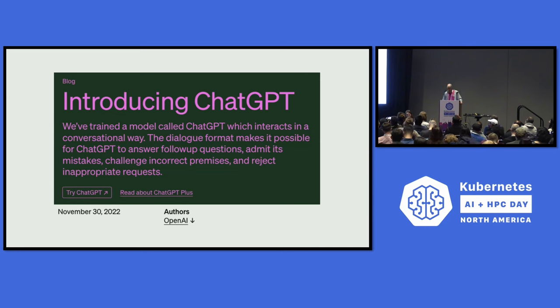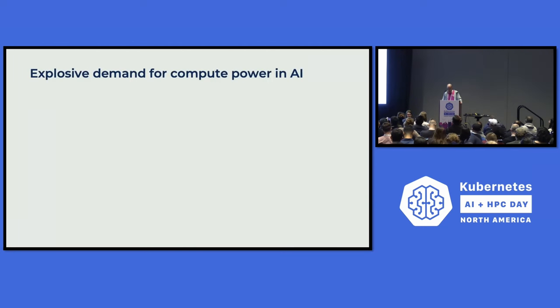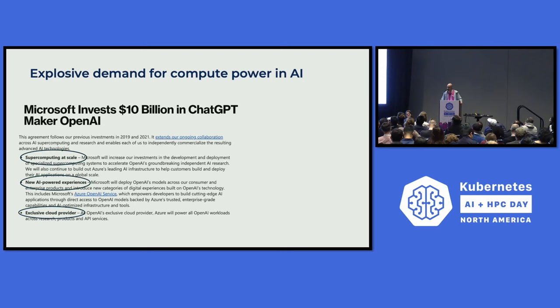OpenAI launched ChatGPT, and shortly after, they raised $10 billion from Microsoft. $10 billion, that's a huge number. In Microsoft's announcement, they spoke about the goals of the investment. Three main goals. The first is to build a supercomputer for OpenAI. The second is to use OpenAI's models in Microsoft products. And the third is to be the exclusive cloud provider for OpenAI.